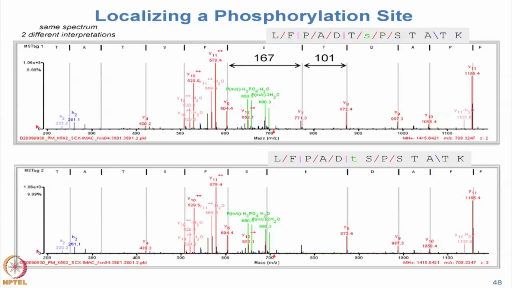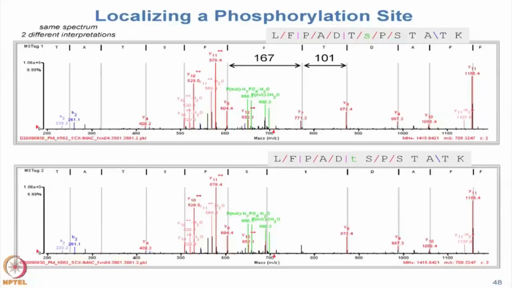So the fundamental premise of being able to pick where the modification is, is that you have to have fragmentation between the possibilities. In this case, you have this single ion right here in the spectrum, which can be interpreted as the Y7 ion for cleavage right there, where 101 would be the mass of threonine in its unmodified form, and 167 is the mass of serine, which is 87, plus 80, which is the phosphate.